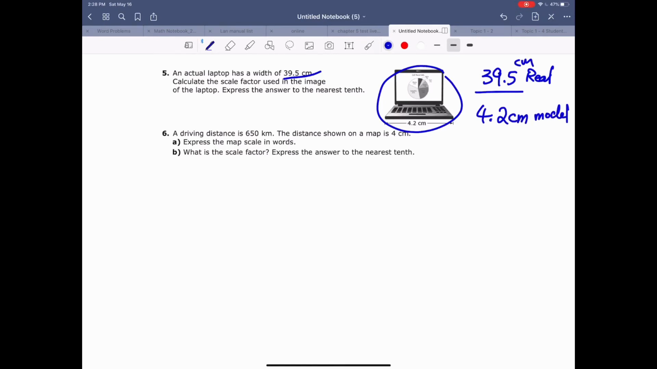We talked about it before. If you make it smaller, your scale factor has to be smaller than 1. In order to make it smaller than 1, you have to put the 4.1 on top, the smaller number on top, and the bigger one at the bottom. Then you calculate it. Whatever you got would be the scale factor.